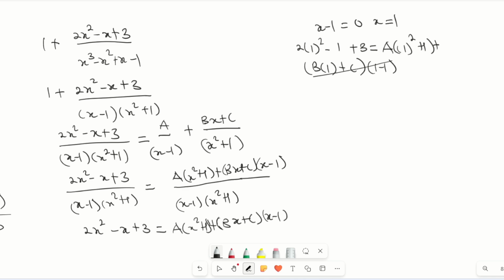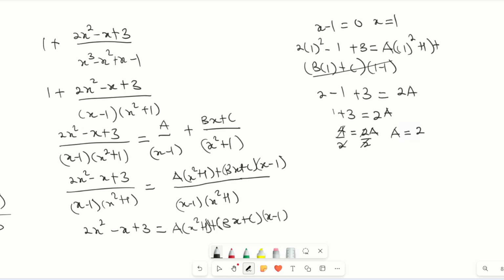Then we are going to have 2 multiplying 1 squared gives us 2, minus 1 plus 3, right? So it's equal to 2A. So 2 minus 1 gives us 1. So 1 plus 3 is equal to 2A. So that implies that we will have 4 equal to 2A. Now when we divide both sides by the coefficient of A, we are going to have our A equal to 2, right?